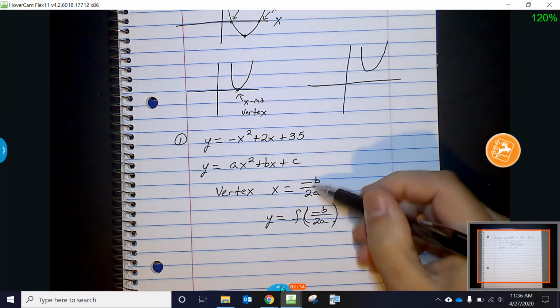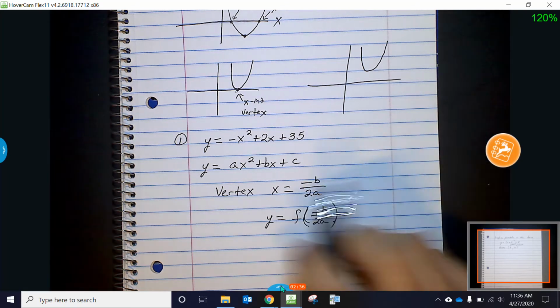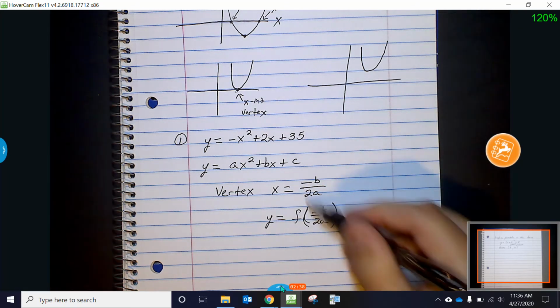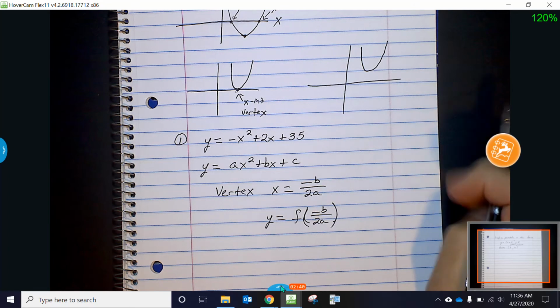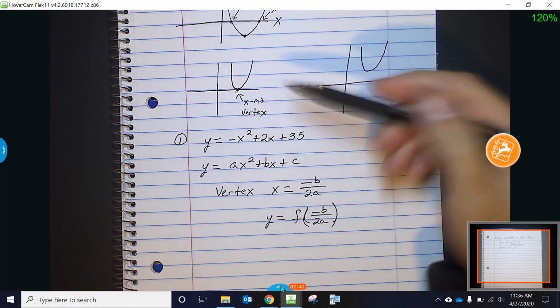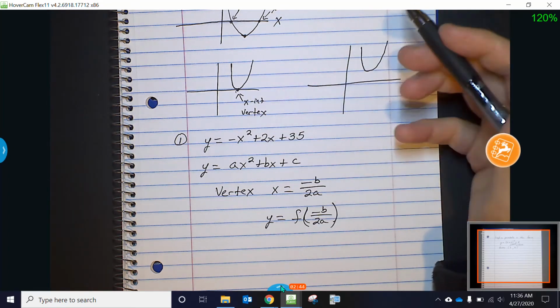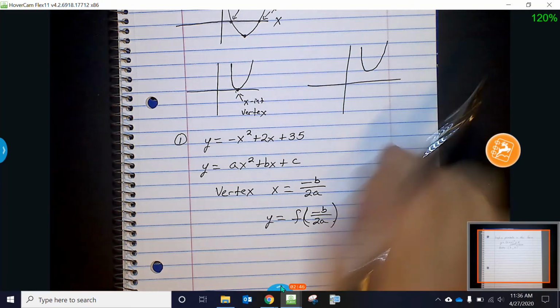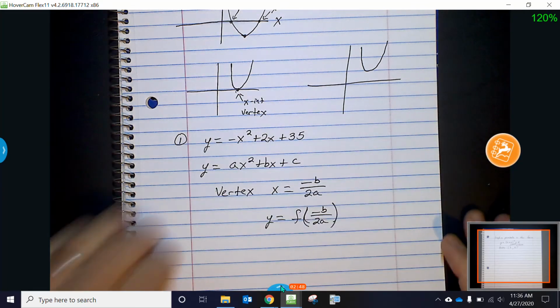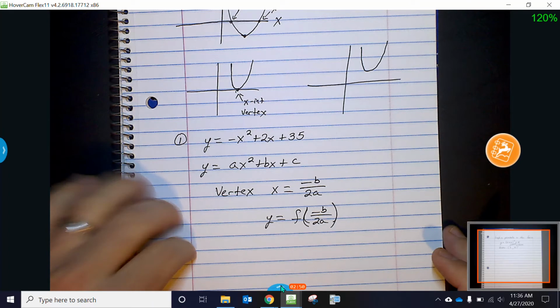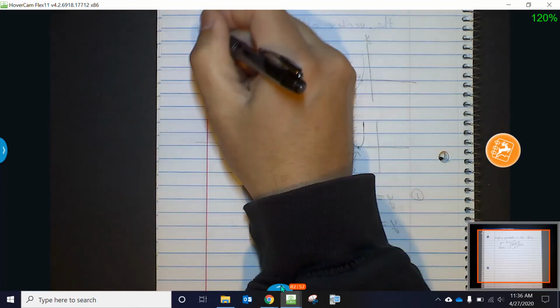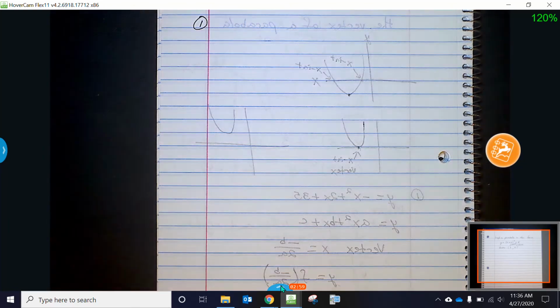Which is really nice to have, because if it's way off the screen of your calculator, this will help you know where it is. If it's a basic one that's on the screen of your calculator, there are ways you could use the calculator. But we're going to stick with this method. Okay, so now that we have all the information, let's try our first problem.